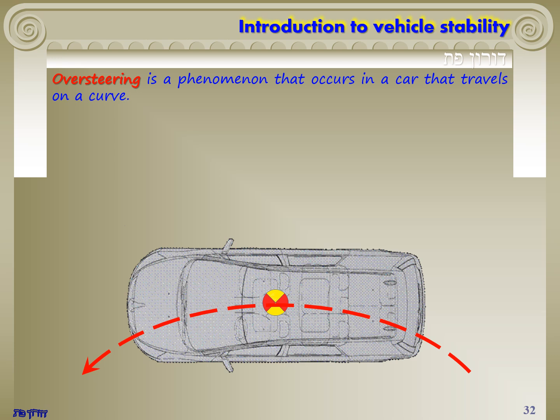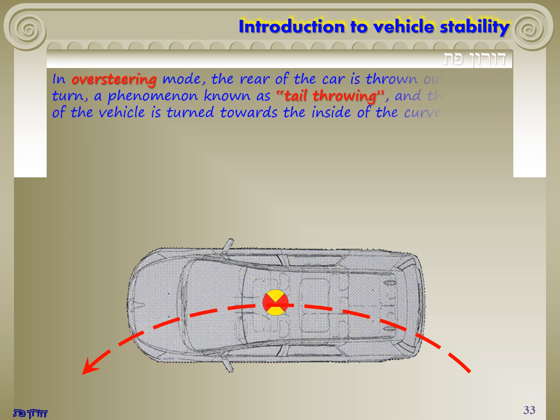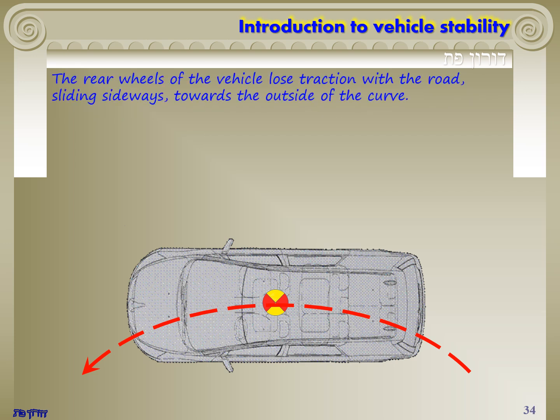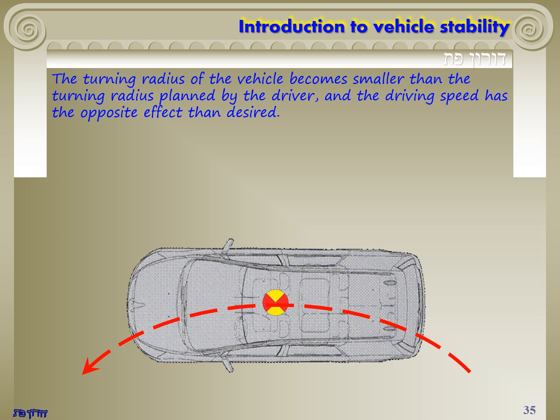Oversteering is a phenomenon that occurs in a car that travels on a curve. The rear wheels do not follow the front wheels on the same track. In oversteering mode, the rear of the car is thrown out of the turn, a phenomenon known as tail throwing, and the front of the vehicle is turned towards the inside of the curve. The rear wheels of the vehicle lose traction with the road, sliding sideways towards the outside of the curve. The turning radius of the vehicle becomes smaller than the turning radius planned by the driver, and the driving speed has the opposite effect than desired.